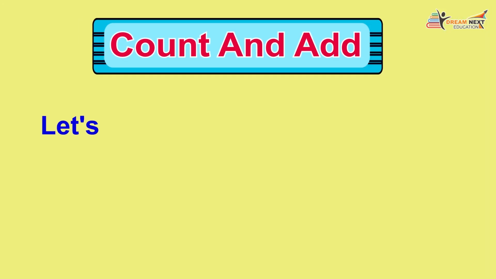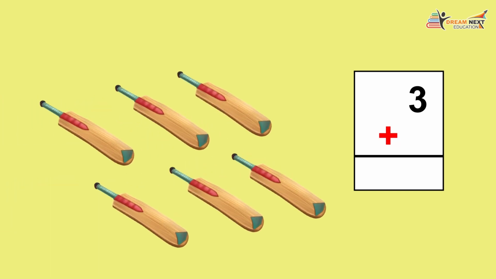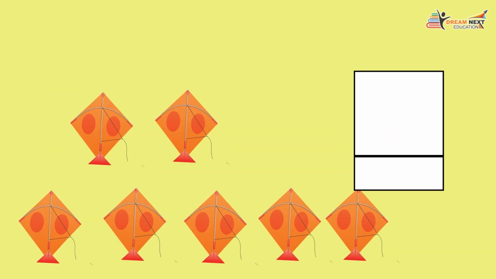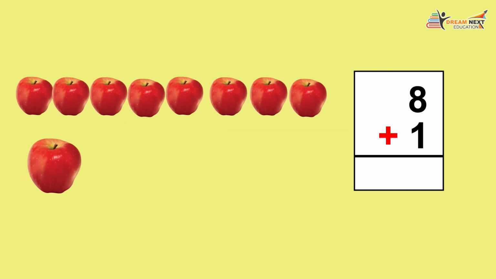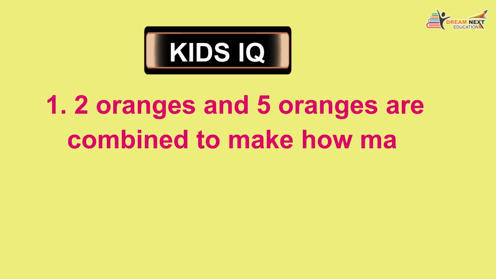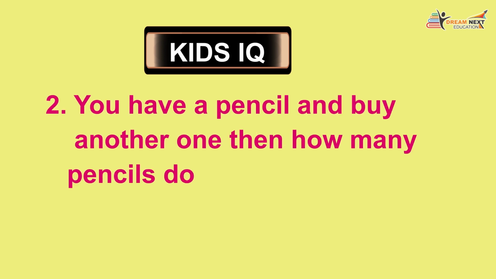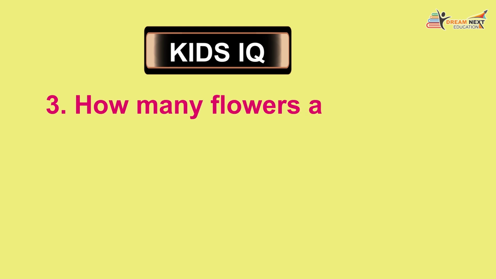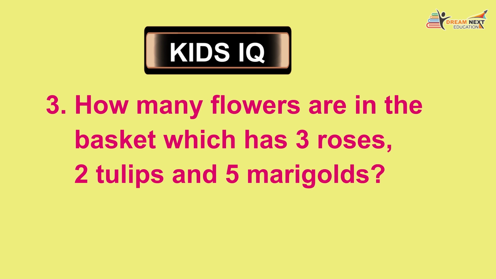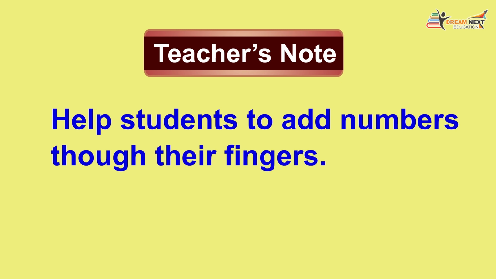Count and add. Let's learn to count and add. 2 plus 3, 1 plus 6, 3 plus 3, 2 plus 3, 4 plus 6, 4 plus 4, 2 plus 5, 8 plus 1. Kids IQ. 1. 2 oranges and 5 oranges are combined to make how many oranges? 2. You have a pencil and buy another one, then how many pencils do you have? 3. How many flowers are in the basket which has 3 roses, 2 tulips and 5 marigolds? Teacher's note. Help students to add numbers through their fingers.